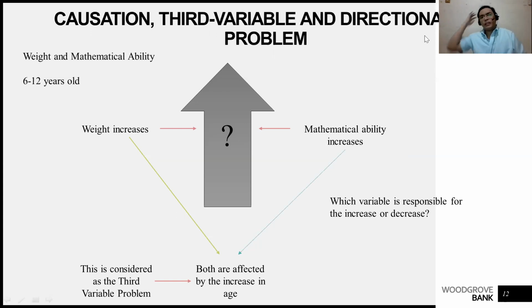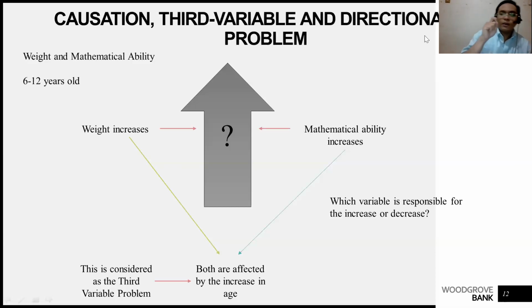Then how about the directional problem? With the directional problem, we do not know if the weight produces the increase in the mathematical ability, or if the mathematical ability increases the weight. So in this aspect, this is a problem in an experimental research strategy. So how can we bypass, or how can we solve this kind of problem?